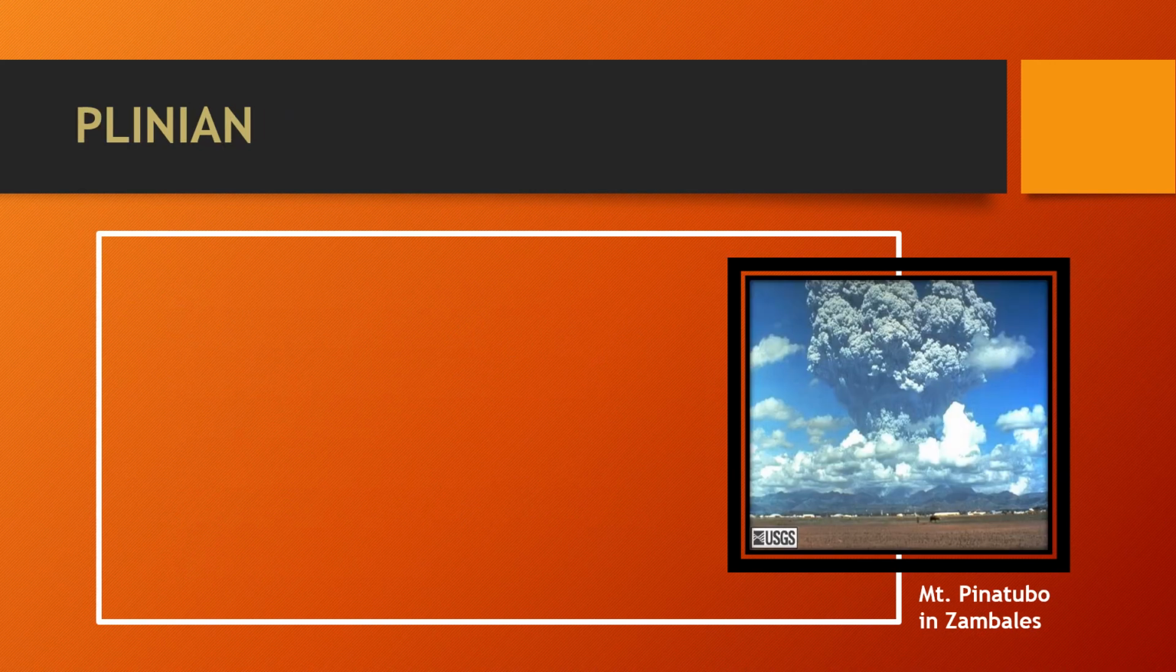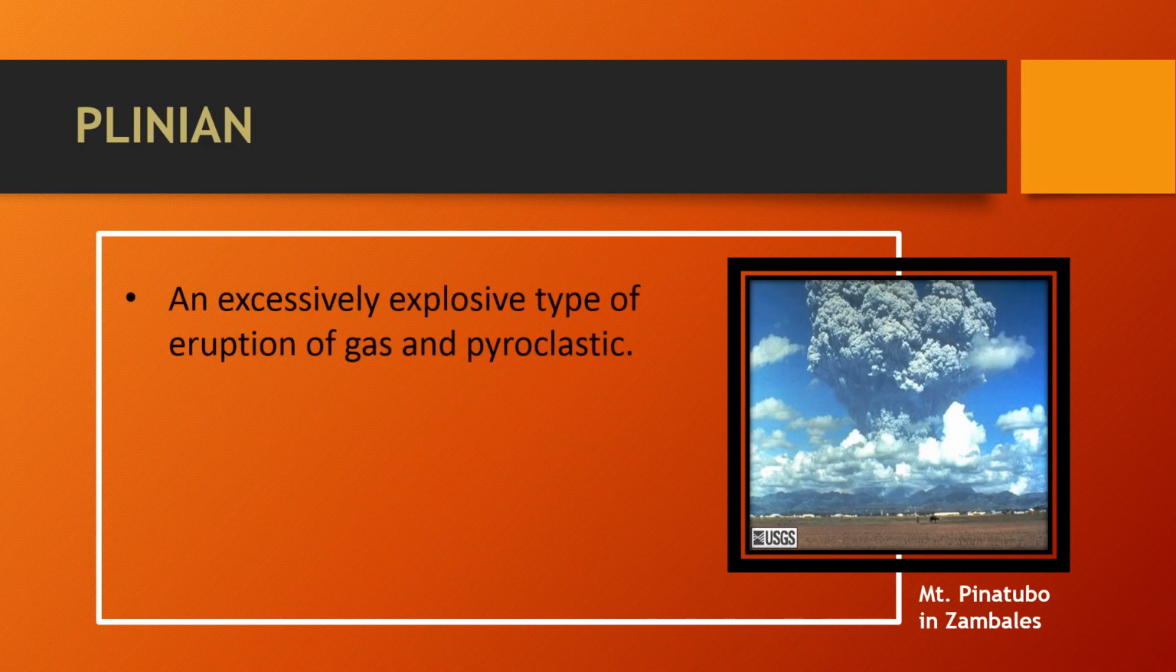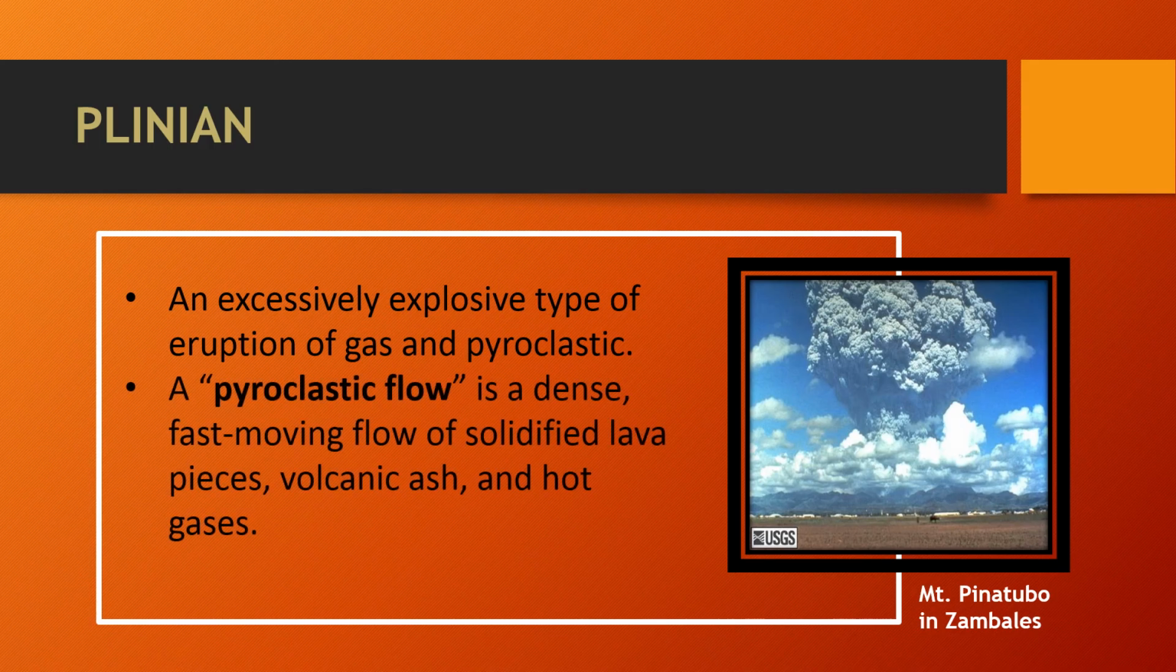And the last type of eruption is what we call the plinian. An example of that is the eruption of Mount Pinatubo in Zambales, an excessively explosive type of eruption of gas and pyroclastics. When we speak of pyroclastic flow, it is a dense, fast-moving flow of solidified lava pieces, volcanic ash, and hot gases.